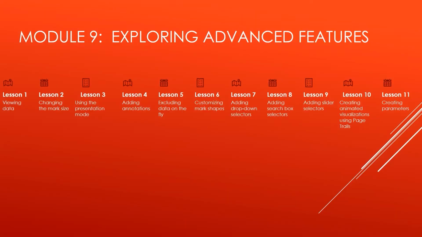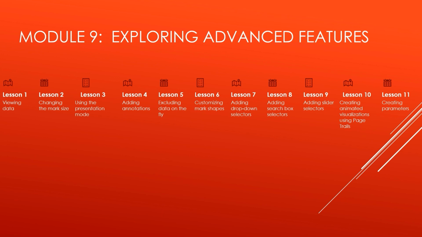So you got to see some really cool advanced features during this module. We started by showing you how to view data. And also I showed you how you can describe the sheet from the worksheet menu. Really cool features. We got to change our mark sizes again. You got exposed to using presentation mode, which is really cool if you just want everyone to see all of your visualizations on a big screen. We added annotations. You learned how to exclude data on the fly and how to include it again. We customized mark shapes. And then we added drop-down selectors.